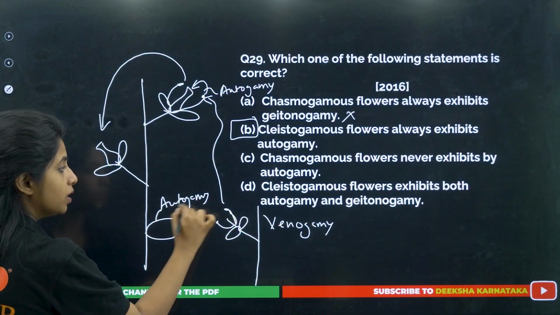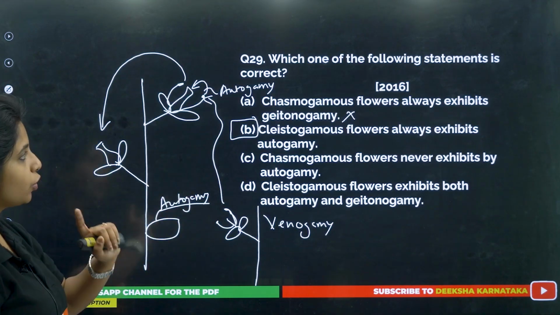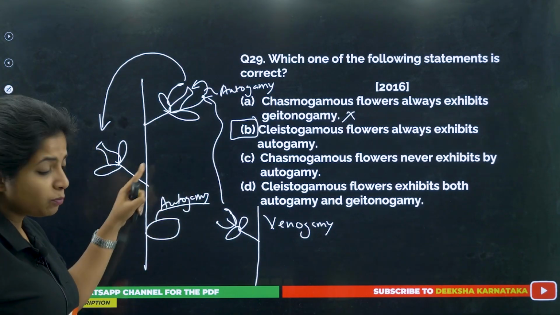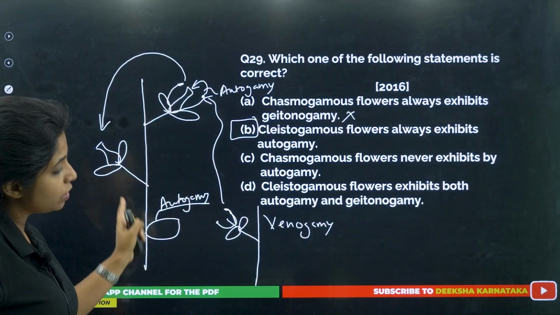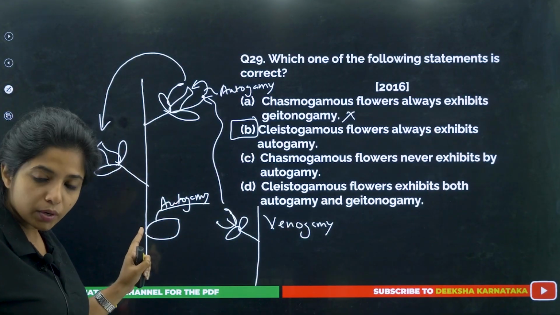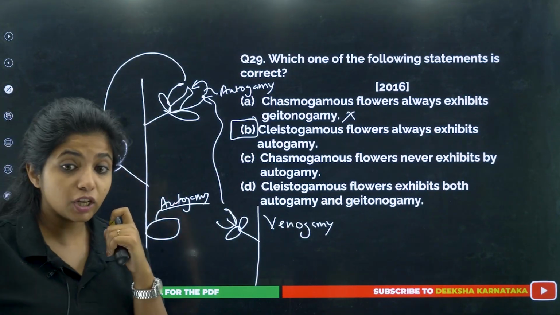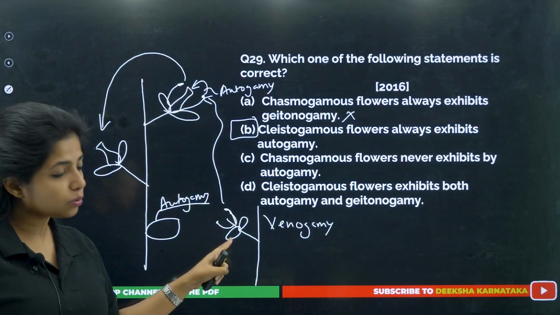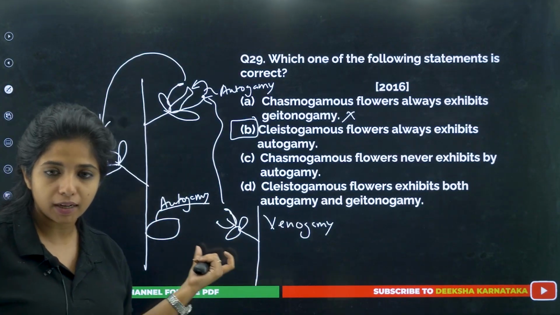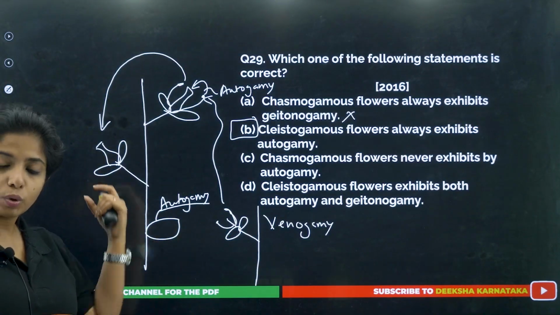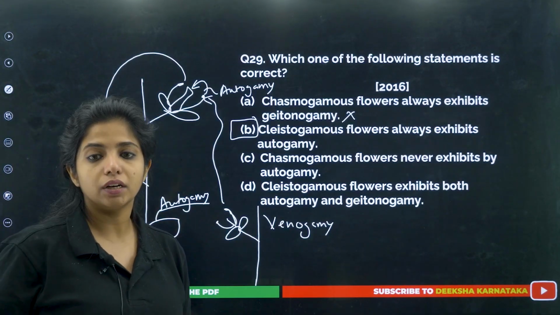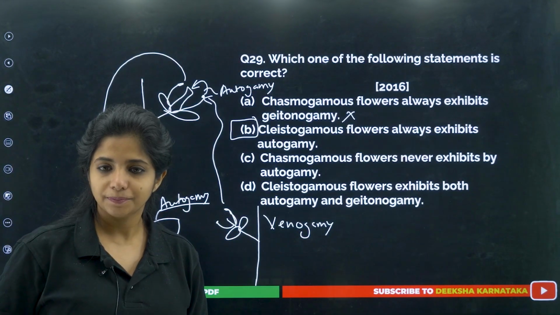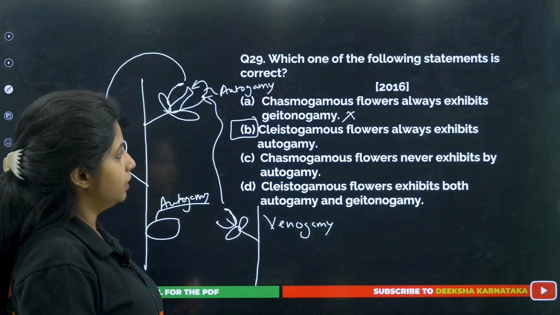So autogamy means if things are happening within the flower only, it is known as autogamy. Geitonogamy means different flowers within the plant are involved. Xenogamy means 2 different plants are involved. Okay, so in which one will you find genetic variations? You will find genetic variations in xenogamy, because over here you are using a different plant. Over here it's the same plant only. So in geitonogamy and autogamy, you do not see any genetic differences. It will be all the same. Works? Okay.